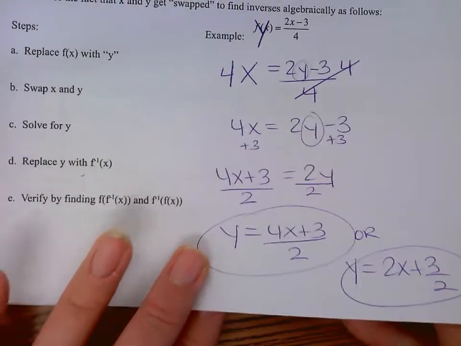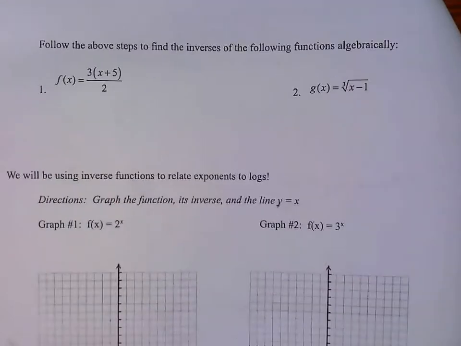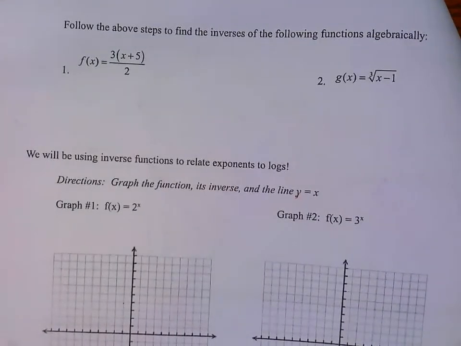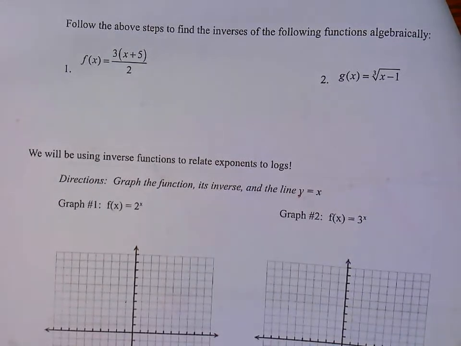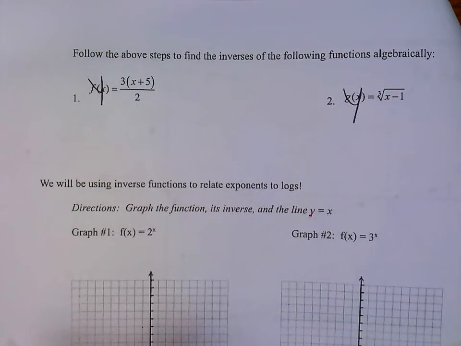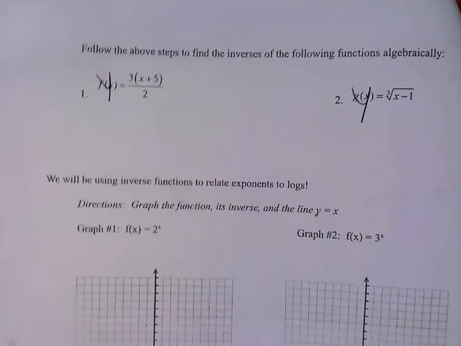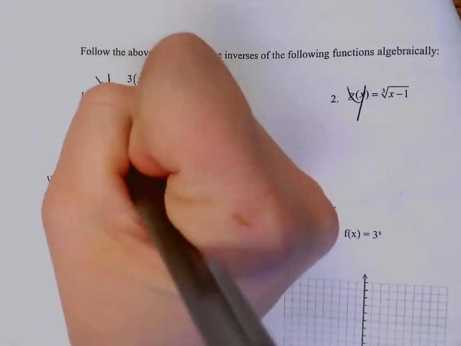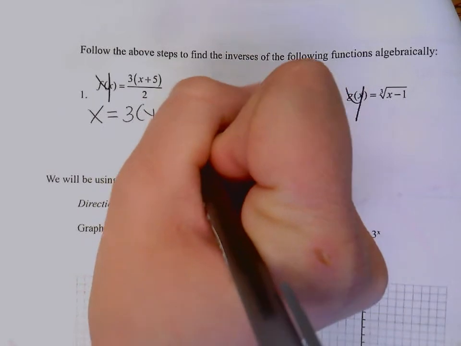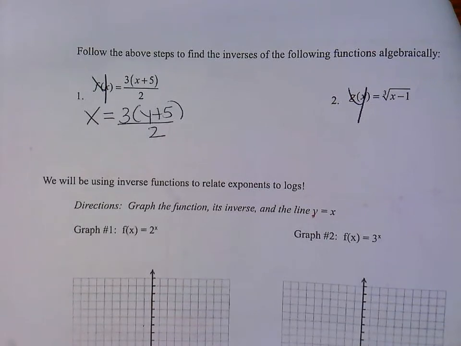I go to the next page. So you are going to switch x and y and try to get the y by itself in these two functions. Can you try switching x and y and solving for y equals? So your first step is to rewrite it as x equals 3 times y plus 5 divided by 2. And now you have to do algebra to get y unstuck, get y by itself.